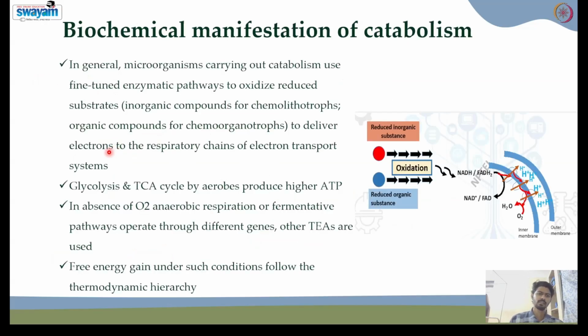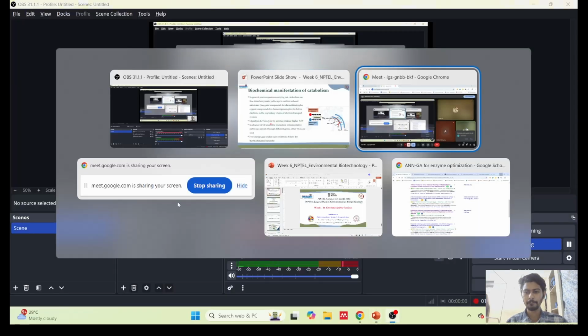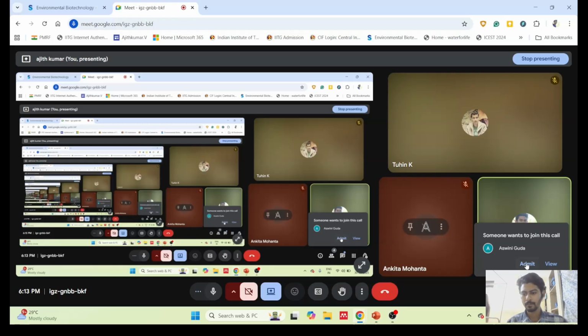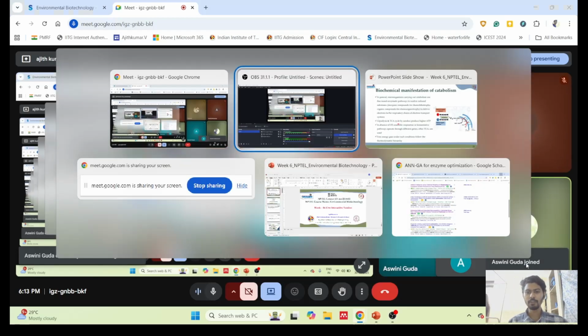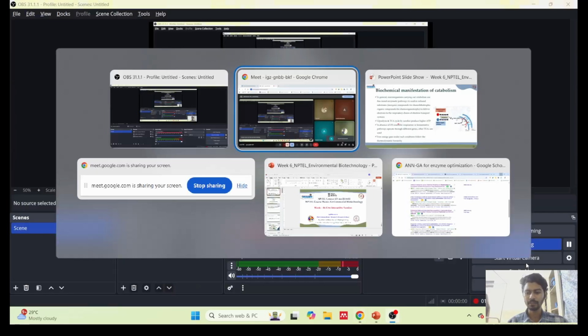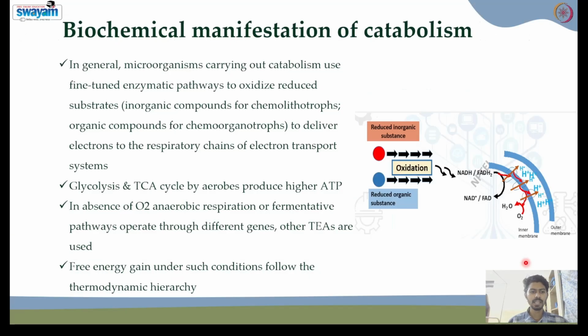And to explain in depth, this microorganism will carry out catabolism by using an oxidizable substrate to deliver the electrons to the electron transport chain. What happens here? Through glycolysis and the TCA cycle, it will produce a higher amount of ATP.